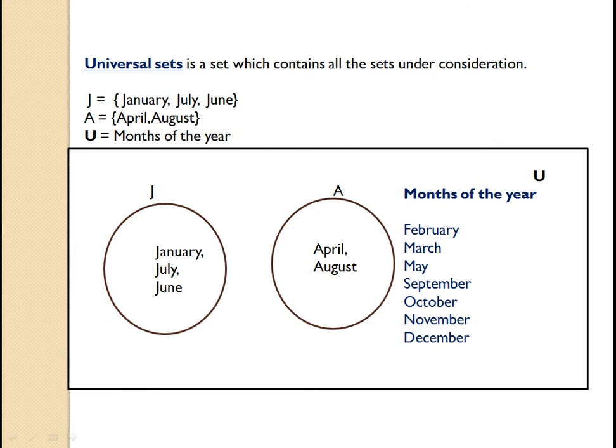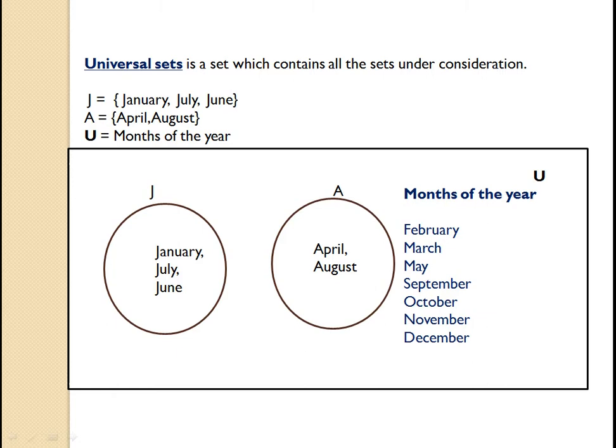The universal set is a set which contains all the sets under consideration. It means it has each and everything. In our universe, we have sun, moon, earth, everything. That's why it is called the universal set. Similarly, we have the months of the year. We have 12 months, so we can say that.